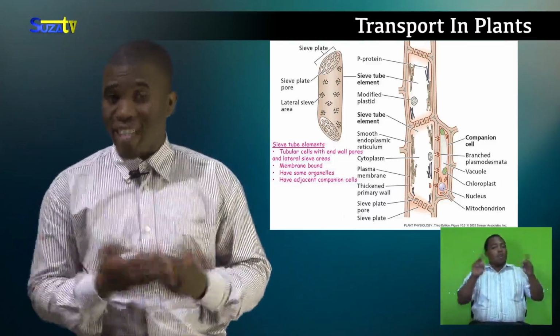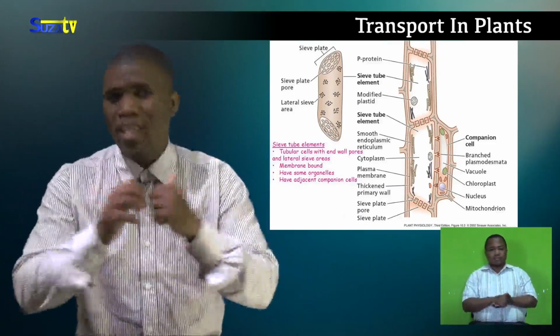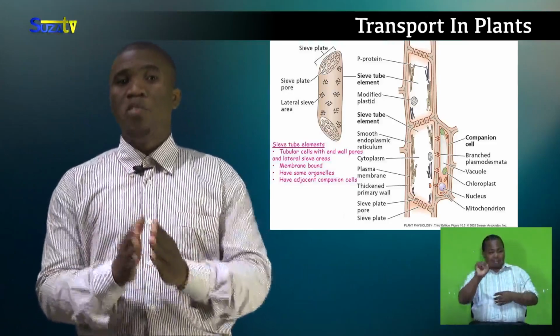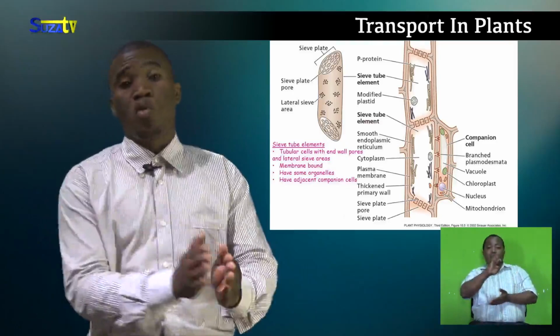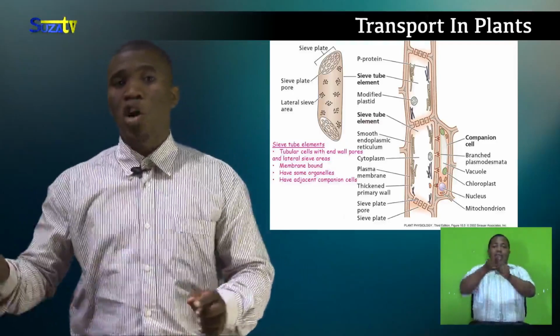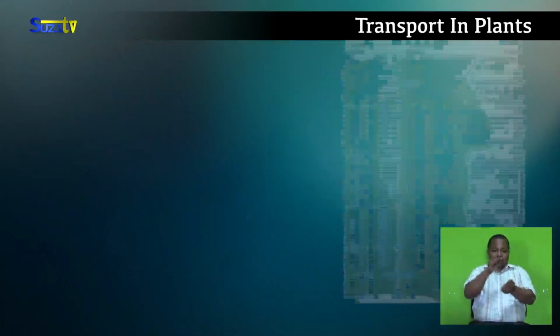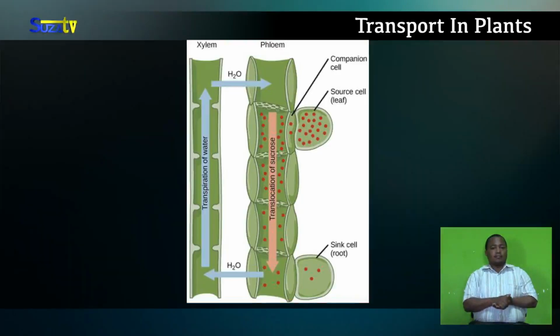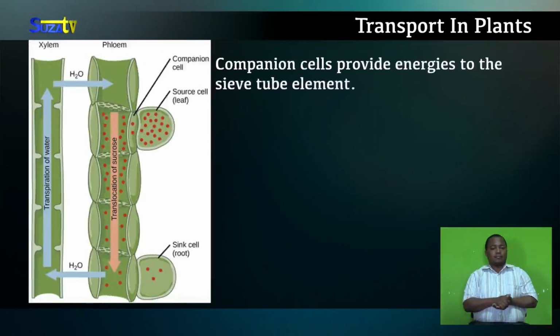Yes, Zawiya, try please. Well done, my dears. The purpose of putting plasmodesmata in between sieve tube elements and companion cells is to allow exchanging of some materials between them. Such material is food nutrients. Companion cells provide energy to the sieve tube elements.